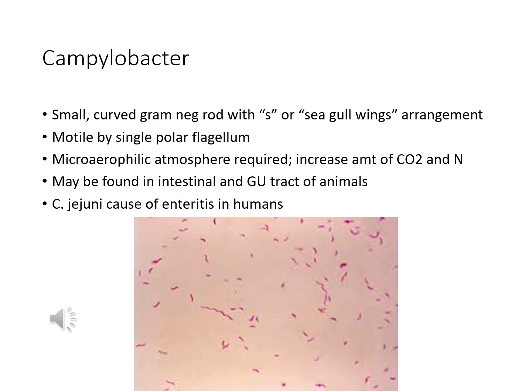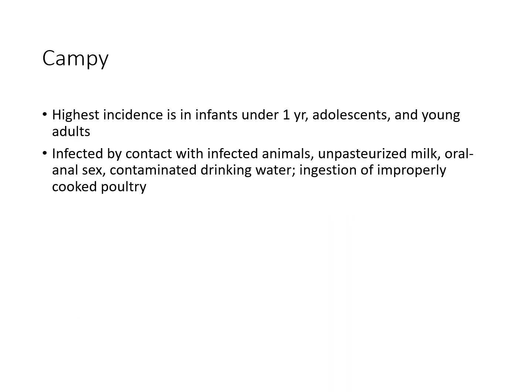Campylobacter is found in the intestine and genitourinary tract in animals, and Campylobacter jejuni is the cause of enteritis in humans. Campylobacter jejuni has higher incidence in infants under 1 year of age, adolescents, and also young adults. Modes of infection include contact with infected animals, consumption of unpasteurized milk, oral-anal sexual contact, drinking contaminated water, or ingestion of improperly cooked poultry.